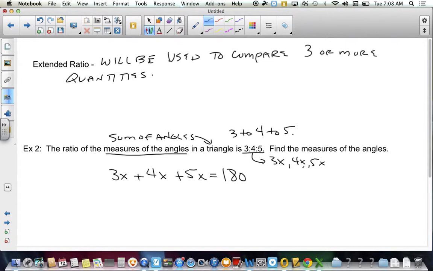All right. So we just want to work this out now. 3 plus 4 plus 5 is 12x. Then we divide both sides by 12.